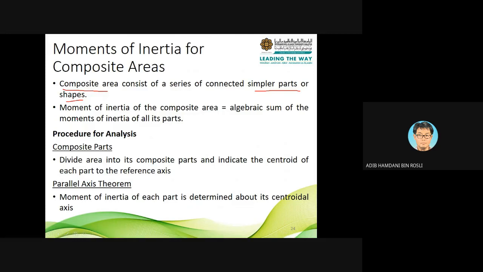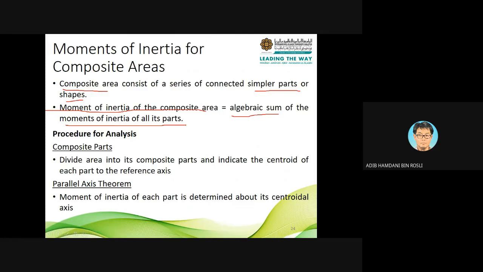So the moment of inertia of the composite area will simply be the algebraic sum of the inertia of all its parts. You have done the same thing in chapter 9 when you wanted to find the centroid, or center of mass, or center of volume, or center of length. You can simply find the algebraic sum for the composite areas. You draw a table, you remember that you draw a table.